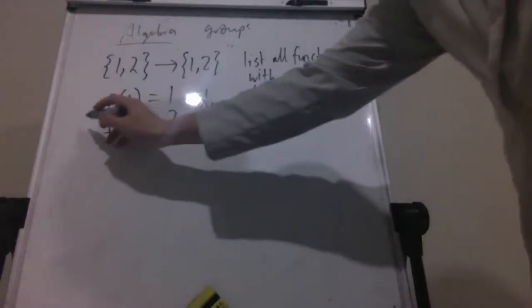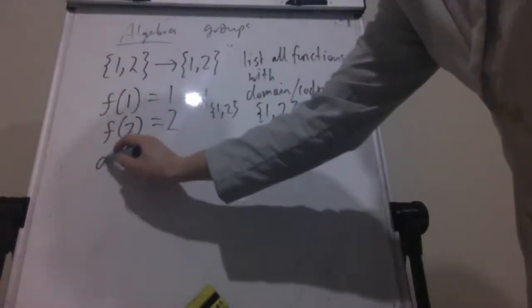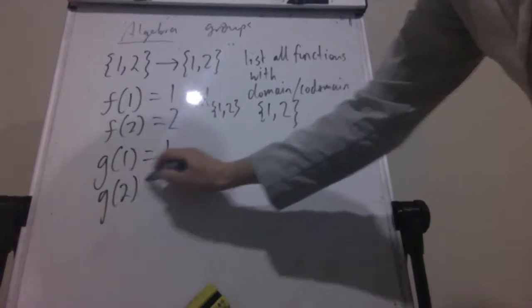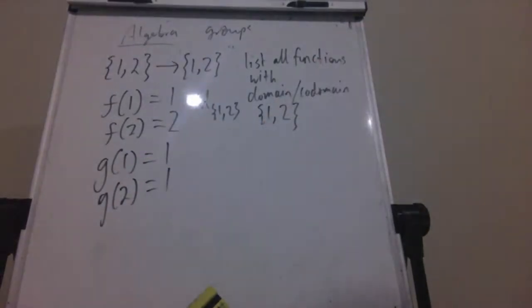Okay, so this is one example of an f, yeah? Maybe we can have a g, right? g of 1 could equal 1, yeah? And g of 2 could equal 1 as well. That's a function, yeah?